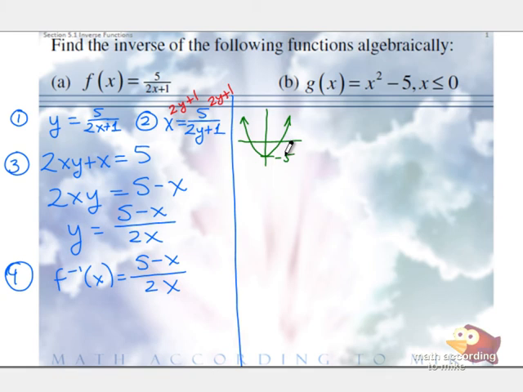No. So by saying x less than or equal to 0, we're talking about these values. So if we only concern ourselves with this, is now that part 1 to 1? Yes. So we have a domain restriction to ensure that we're working with a 1-to-1 function, because if it's not 1-to-1, you cannot find its inverse, because it won't be a function.